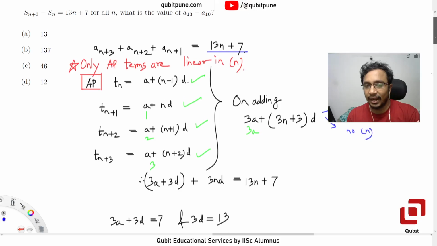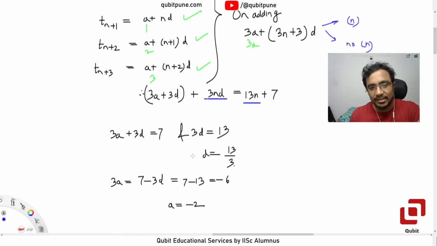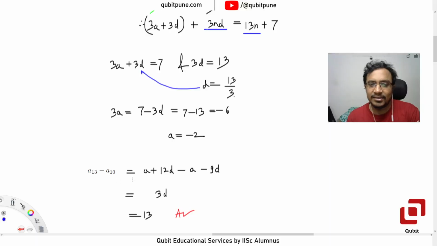So I did the matching. I equated 3a plus 3d, which was independent of n, with 7, and I equated 3nd with 13n. I got 3d equal to 13. I directly got d from that. I substituted it back here to get a, and then the rest was easy. It's a13 minus a10, so a plus 12d minus a plus 9d. Okay, so it eventually boils down to 3d. Now d is 13 by 3, so it is 13.